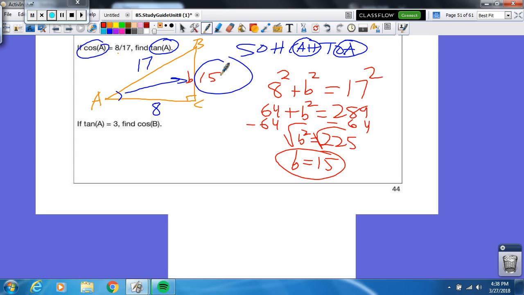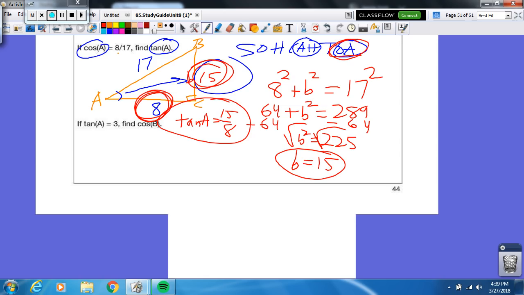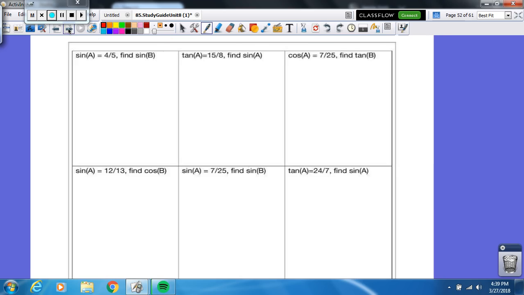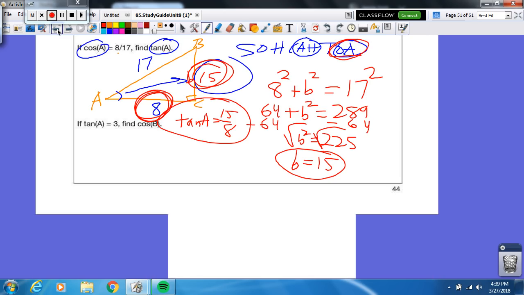Cool. All right. Tangent of A. Back to the business of solving the problem. Tangent of A is opposite over adjacent. Opposite is here, 15. Adjacent is here, 8, and we're done. There you go. Cool. Let's do one more down here.